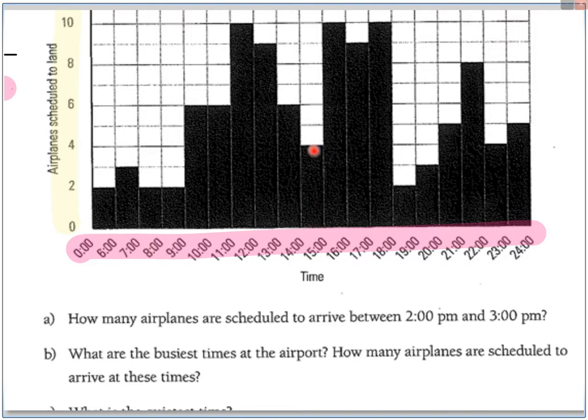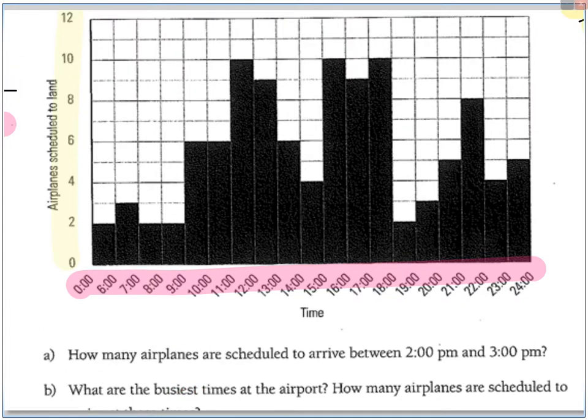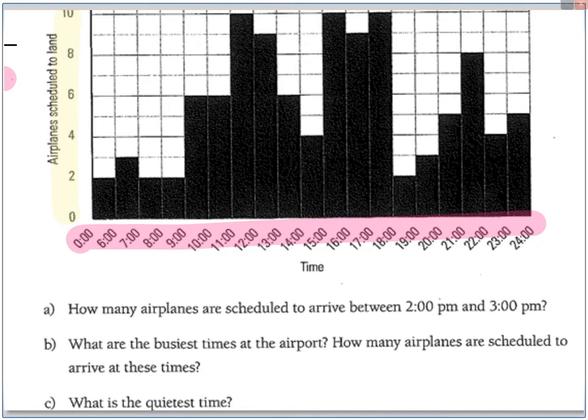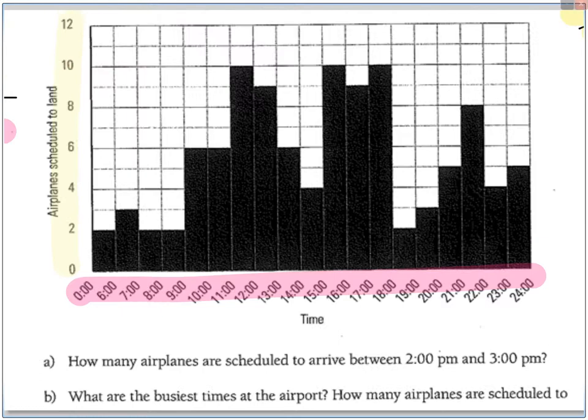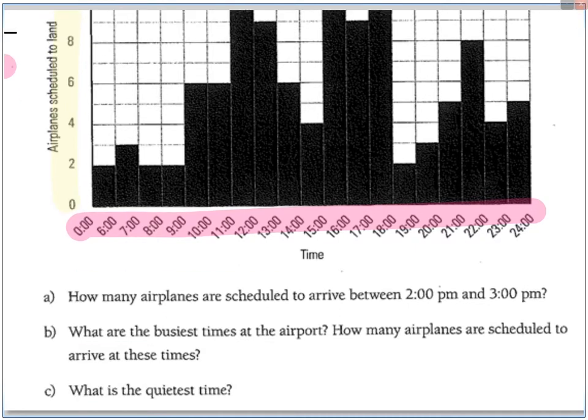So how much frequency, how many planes between 2 and 3? You just go over, there's 4. Does that make sense? What's the busiest time? So we're looking for a big bar or a small bar for busy? Big bar. So there's 10, right here. Between 11 and 12 is busy, between 3 and 4 is busy, and between 5 and 6 is busy. It says how many planes are scheduled to arrive at these times. Up here is 10. These answers are in the book, so we're just going through it as a class to make sure we know what we're doing.